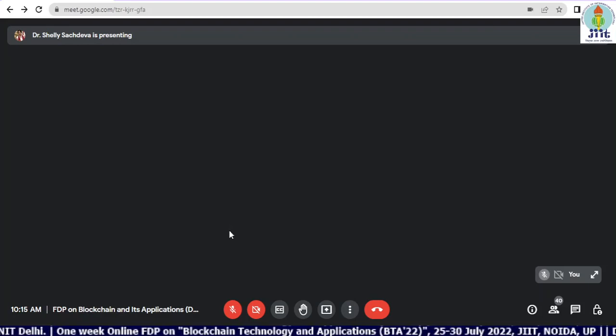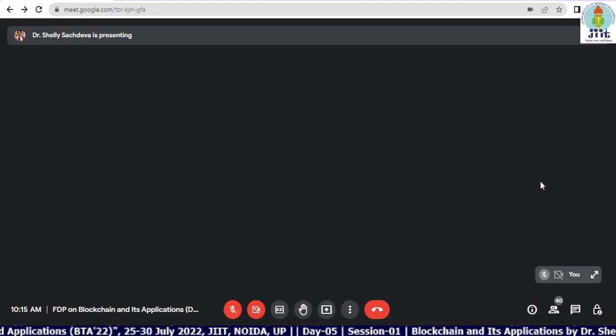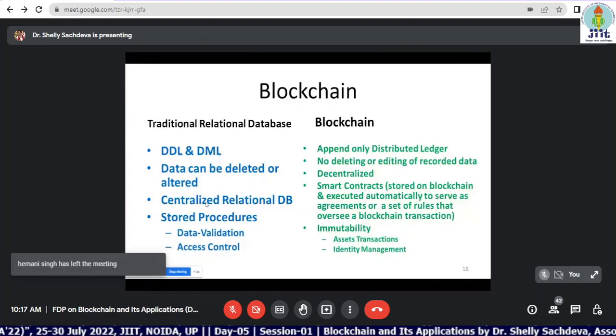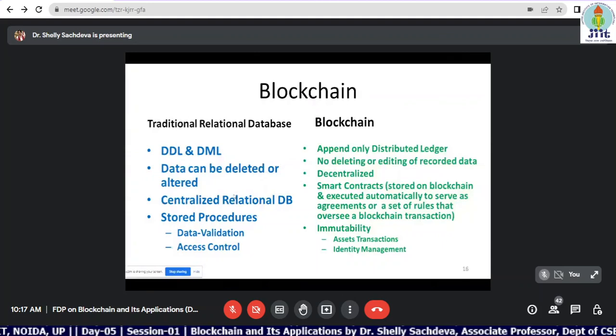In a database, data can be deleted or altered. In blockchain, it says no deleting or no editing of the recorded data. So that is why immutability is there. Most of the times when we are talking about a relational DB, we are talking about a centralized DBMS, which we usually teach to our students in the 3rd semester of our BTech curriculum. And then we have a course on distributed databases also, so we can move on towards that one. But as far as the comparison of the database and the blockchain concept, the relational DB most of the times works on a centralized concept and the blockchain works on a decentralized concept.